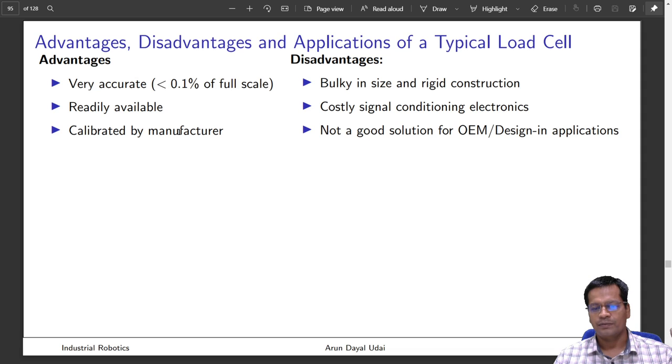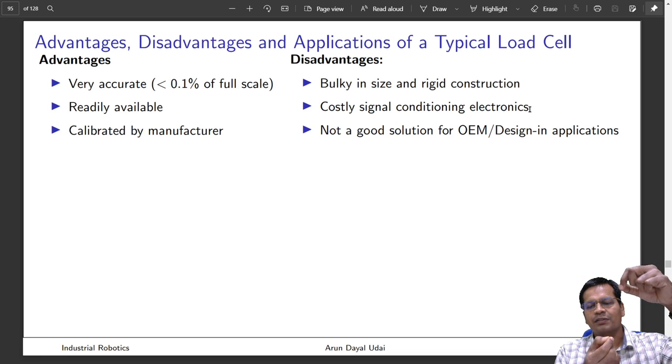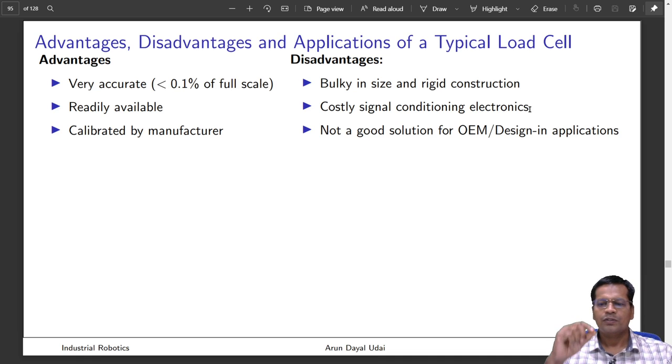They are calibrated. Okay, again, disadvantages: they are bulky in size because it has a deforming element inside, which is metallic most of the time. Bulky in size, rigid in construction. That is not a disadvantage. This is rather an advantage. Costly signal conditioning electronics may be required. Not always true, because you have to just detect the change in resistance. That can be detected just by having a voltage across that resistance. Okay. Voltage across that resistance is going to change. You can have R1 and R2 and a voltage divider circuit. So if that resistance is changed, voltage across that will change.